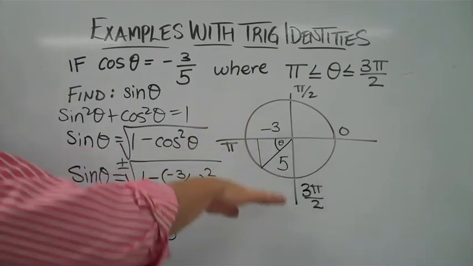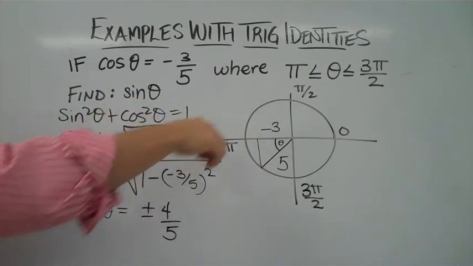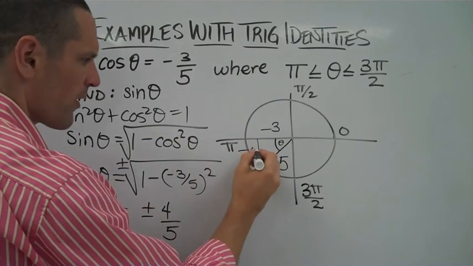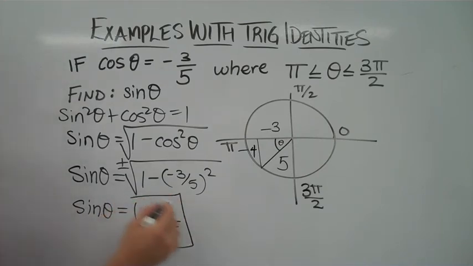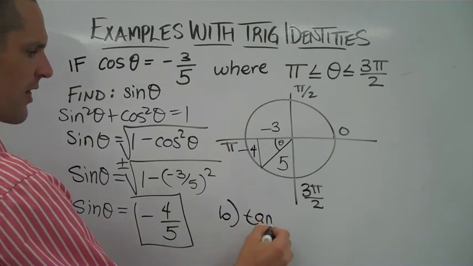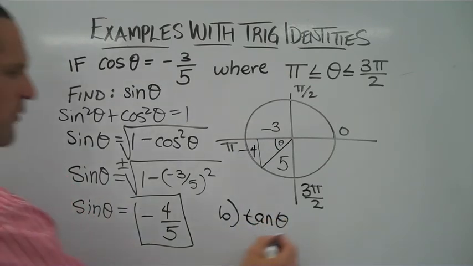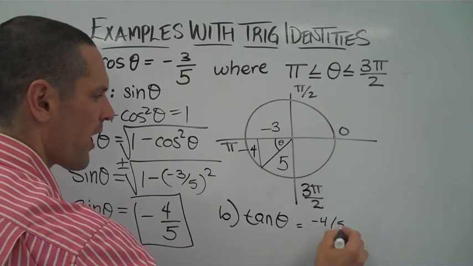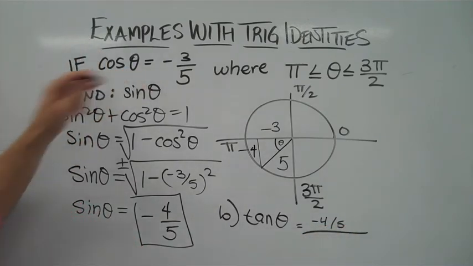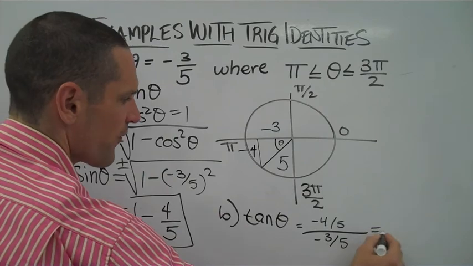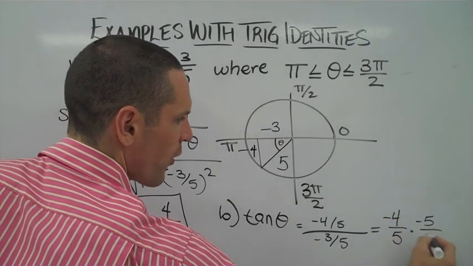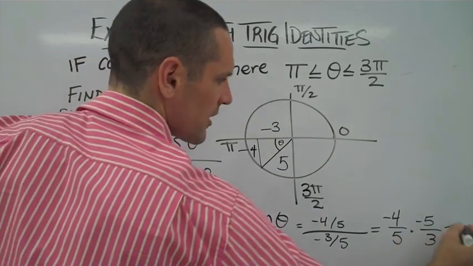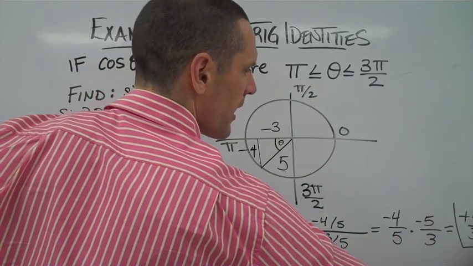Well, in the third quadrant, my y-coordinate, or my sine, is negative. I have to go down 4. So I'm going to take the negative root there. So there is my answer to this problem. In part B, I could find tangent theta. Well, what is tangent? Tangent is sine over cosine, so that would be negative 4 over 5 divided by my cosine here, which was negative 3 over 5. If I multiply by the reciprocal, I'll have negative 4 over 5 times negative 5 over 3, which will give me positive 4 over 3 for my tangent.